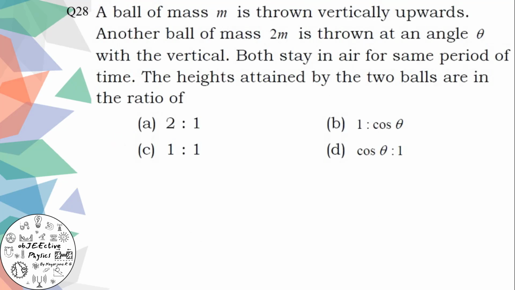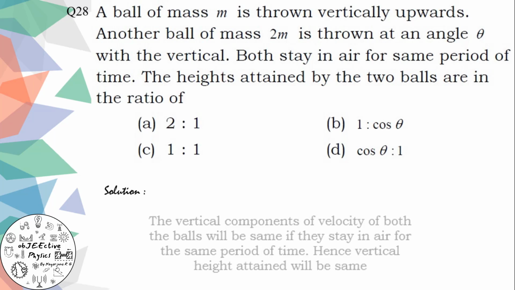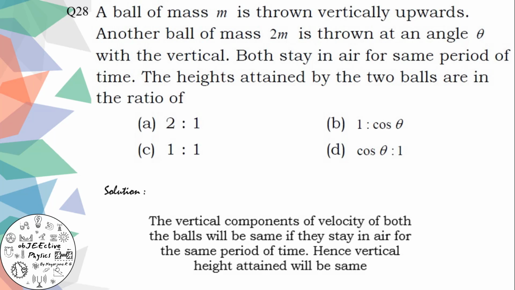28th question. A ball of mass m is thrown vertically upwards. Another ball of mass 2m is thrown at an angle theta with the vertical. Both stay in air for the same period of time. The heights attained by the two balls are in the ratio of. The vertical components of velocity of both the balls will be the same if they stay in air for the same period of time, hence the vertical height attained will be the same.